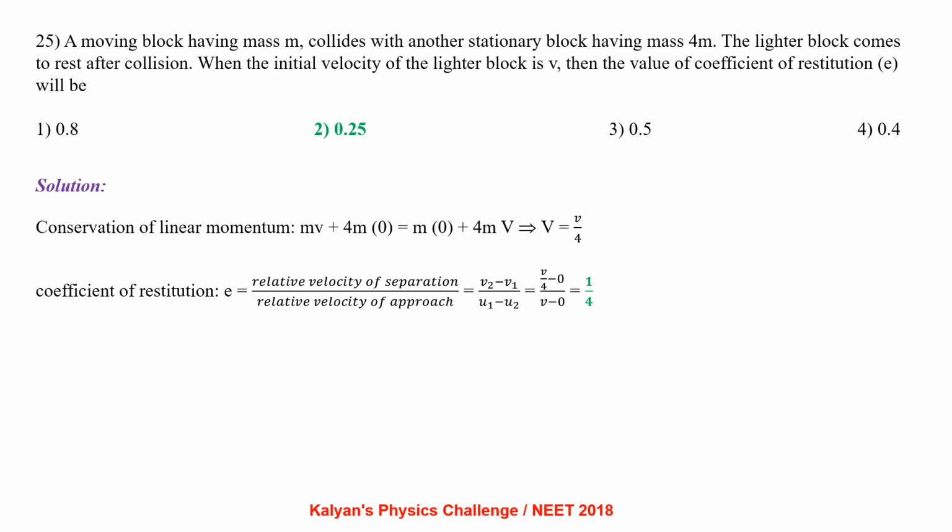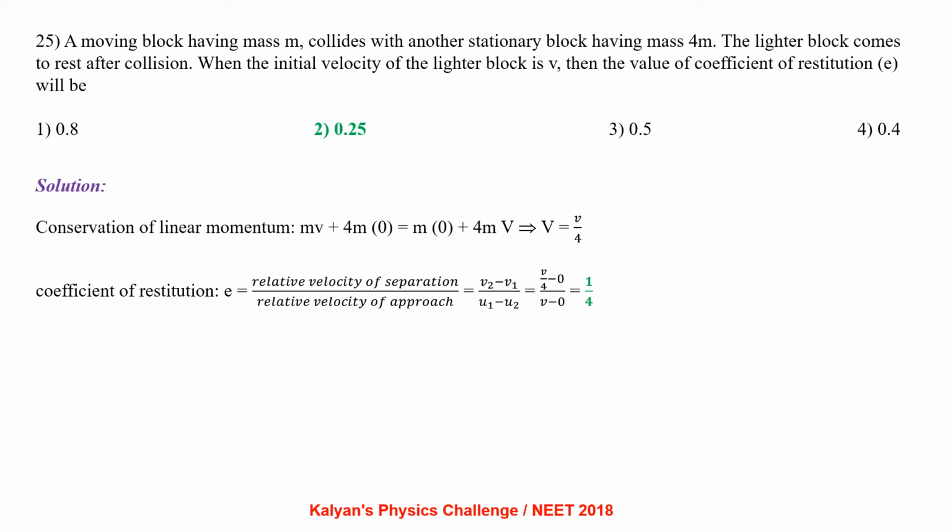A moving block having mass m collides with another stationary block having mass 4m. The lighter block comes to rest after collision. When the initial velocity of the lighter block is v, then the value of coefficient of restitution e will be.